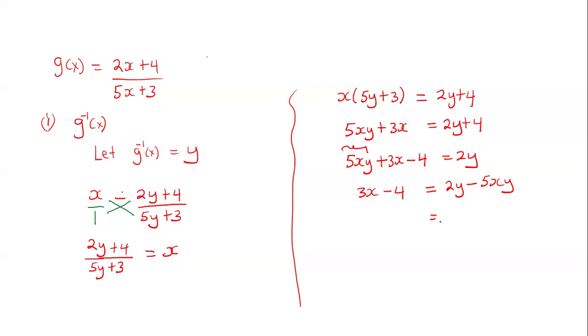Now, when you look at 2y minus 5xy, what is common in both? It's y. So can we factor it out? When I factor out y, what are we going to remain with here? When you remove y, in this position where you have 2y, what do we remain with? 2. Then what about here? Minus 5x. And this one will equal 3x minus 4. Very good. Now, how are we going to remain with y?